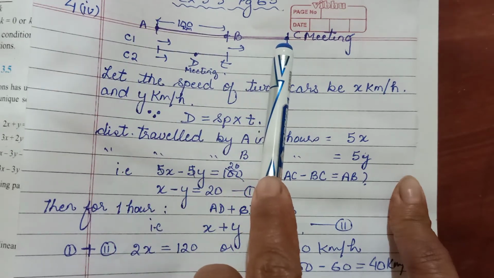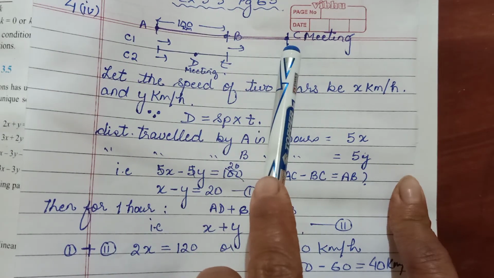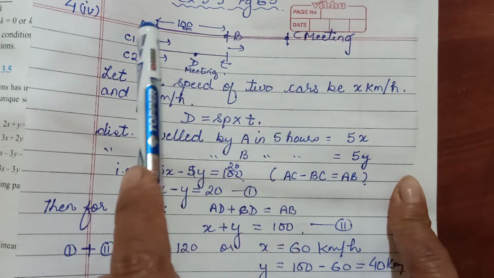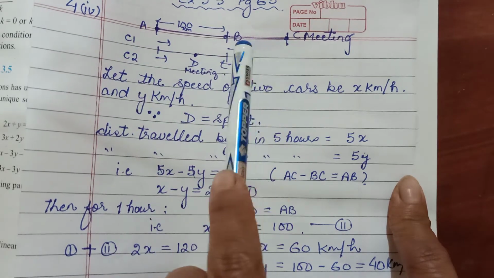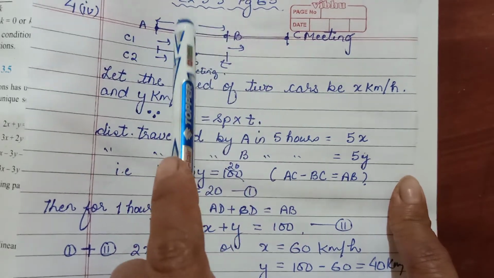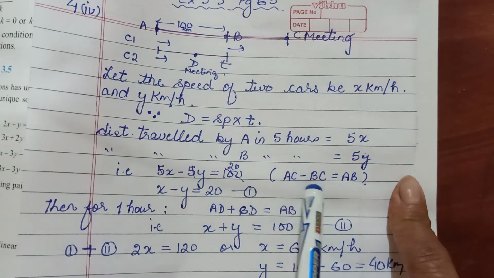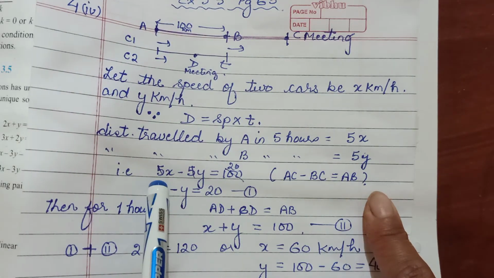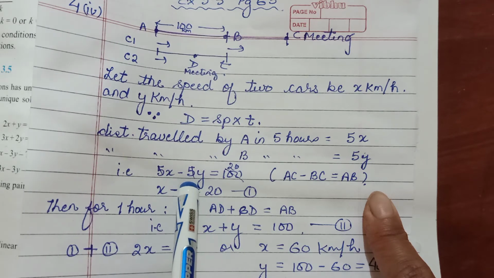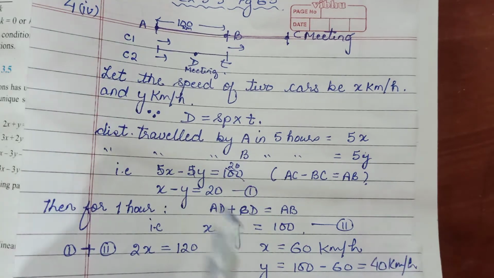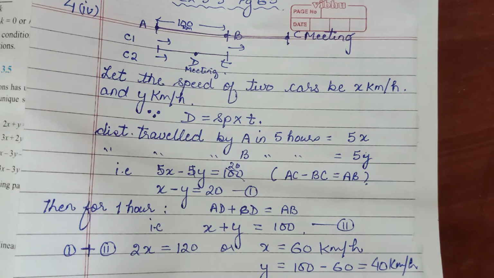यह AC है, distance covered by car A, BC distance covered by car B, and from the figure AC minus BC is giving you this length which is given to us as 100. So AC minus BC, which is AB: AC 5x minus BC 5y is equal to 100, the length between them.